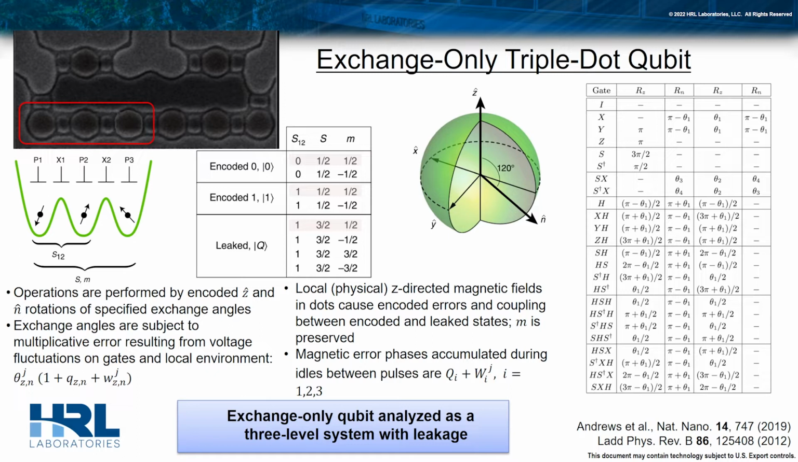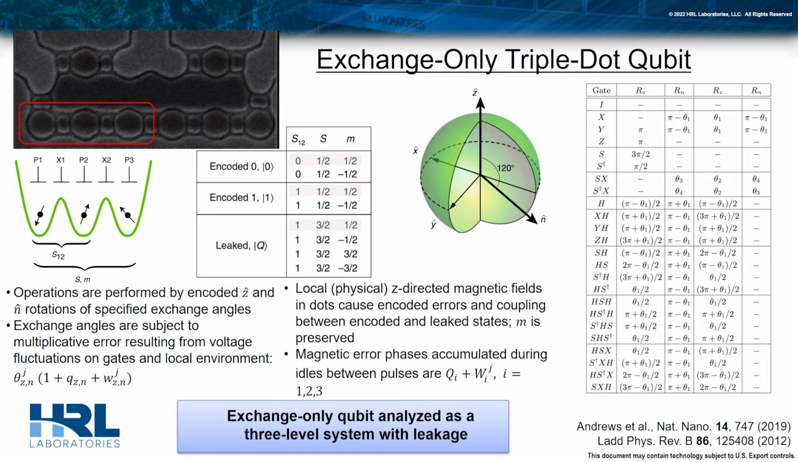The encoded state is specified by the total spin S12 of the first 2 dots. The total spin of all 3 dots tells you whether the state is encoded or leaked. And finally, there is a gauge freedom corresponding to the total z-spin m of all 3 dots. Encoded rotations are accomplished by pulsing the exchange gates between the first 2 or the second 2 spins.